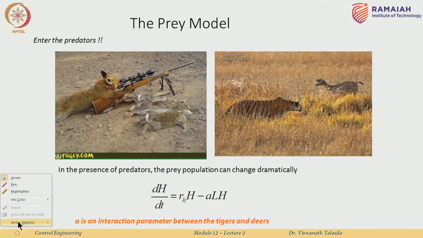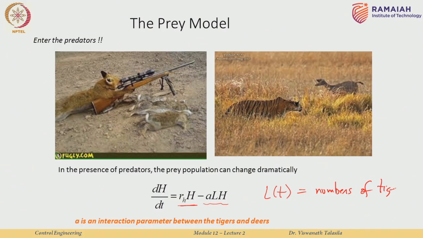Now, in the presence of predators, you see that this growth rate of the deers is now compensated by an interaction parameter between the deers and the tigers, where L of t is the number of tigers in the jungle, okay. h of t of course as we saw before was the number of deers, and the parameter A is the interaction parameter between the tigers and the deers.